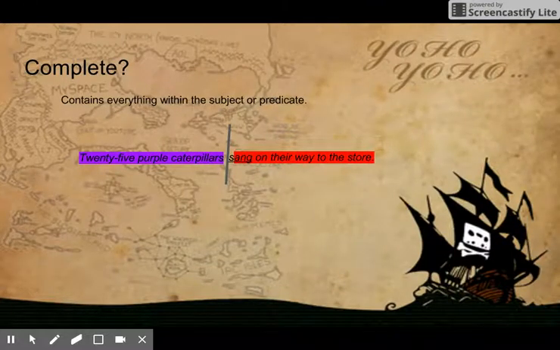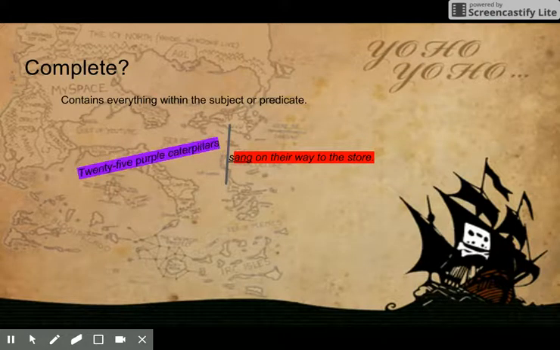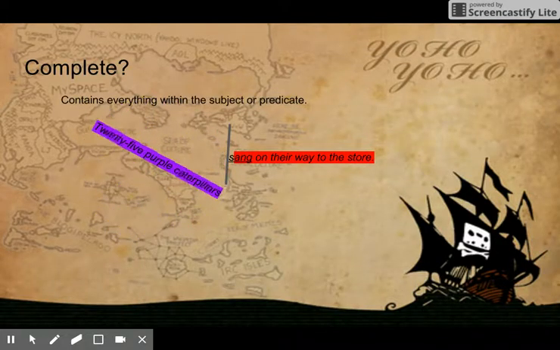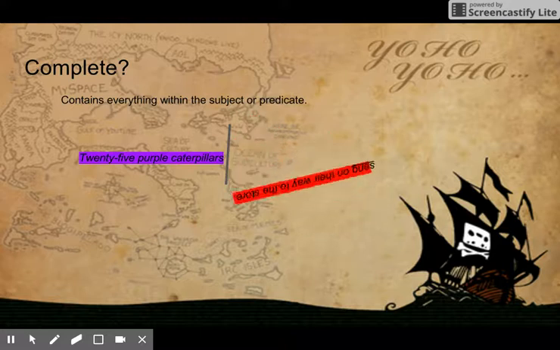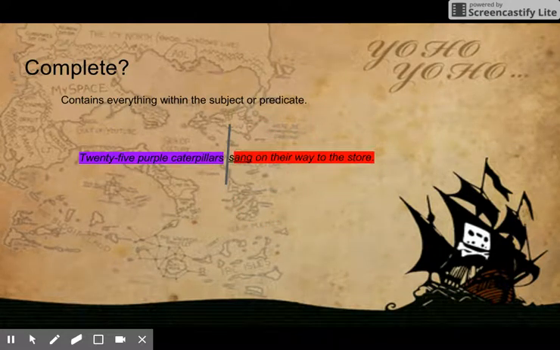If you have the complete set of Harry Potter books, you don't just have one of the series, you have the entire set of books. So if something is complete, it is everything, including all of the details. This means everything to the left in purple of the mast is the complete subject. Everything to the right of the mast in red is the complete predicate.